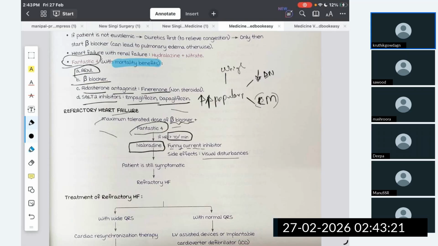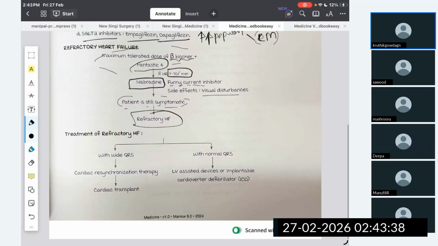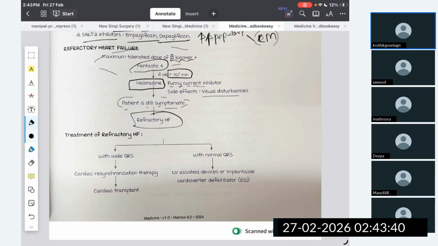After giving the Fantastic Four and ivabradine, if the patient is still symptomatic, it's called refractory heart failure. Now, what is refractory heart failure? The maximum tolerated dose of beta blocker, the Fantastic Four, and ivabradine are given, and the patient is still symptomatic. This is called refractory heart failure. What to do in these patients?